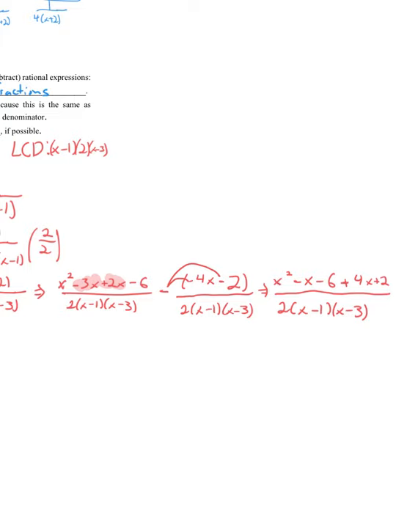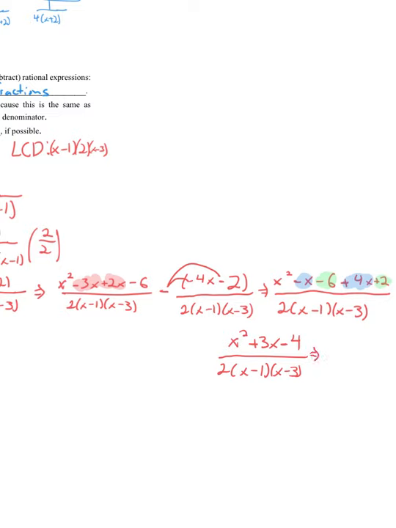And now I'm going to get x squared, and I have common terms, negative x and positive 4x. That's going to be a positive 3x. And then I have a negative 6 and a positive 2. That's going to be a negative 4. So x squared plus 3x minus 4 over 2 times x minus 1 times x minus 3. The last step here is to make sure there aren't any common factors. Nothing else I can simplify.